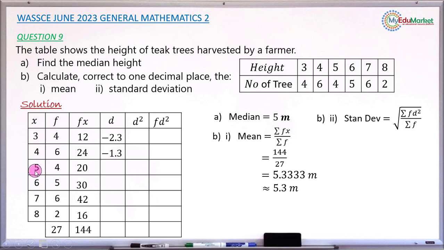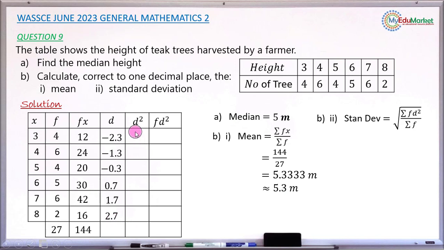The next is 5 minus this mean. That will give the answer minus 0.3. And the next is 6 minus this mean, which will give 0.7. Next, 7 minus 5.3, you have 1.7. And the next is 8 minus 5.3. That will give the answer 2.7.